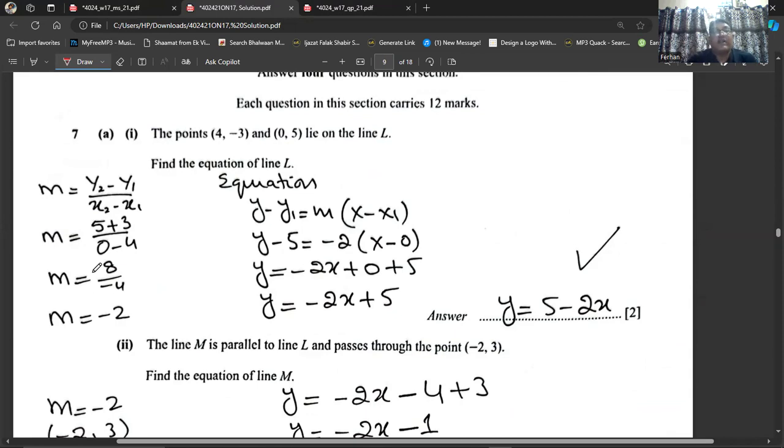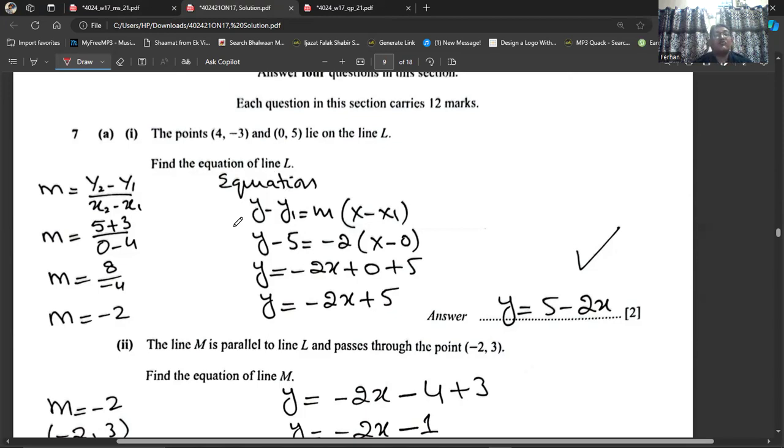So I can find the gradient of this line. The gradient will be y2 minus y1 divided by x2 minus x1. So it will be 5 plus 3 and 0 minus 4 in the denominator. So it will be 8 by minus 4, and that will be minus 2. So the gradient is minus 2. The equation, you know how we can find the equation? y minus y1 is equal to m times (x minus x1). So y minus 5 is equal to minus 2 times (x minus 0).